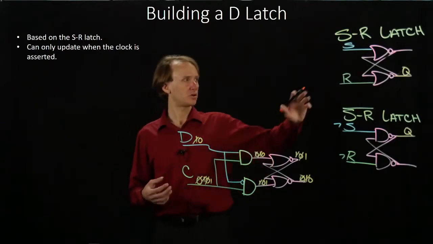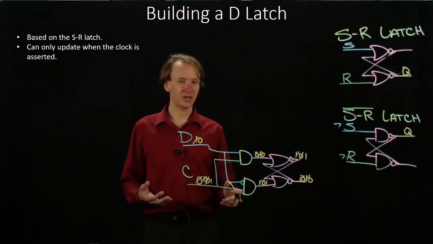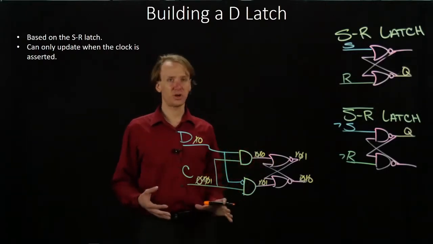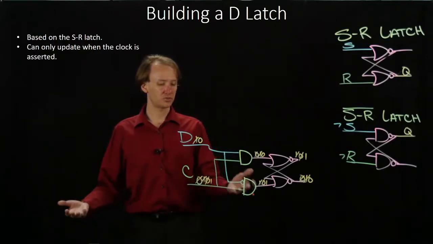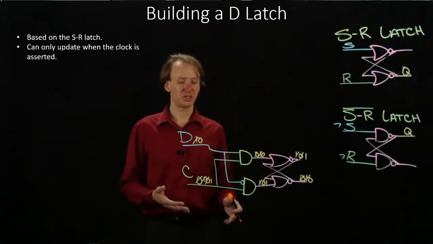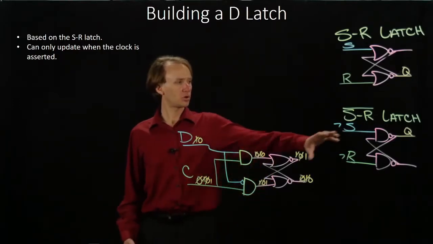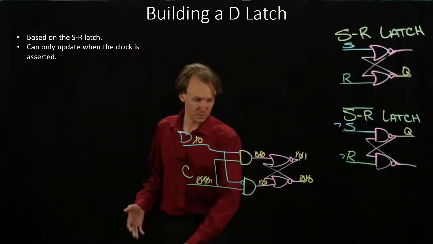So when we use the SR latch with NOR gates, we only need to add a couple of AND gates, and they're relatively straightforward. We can control how it works pretty easily. We set our control signal to 1 when we want to update, and then it just takes the data or not. When we're working with the negation SR latch, it will be a little bit different.